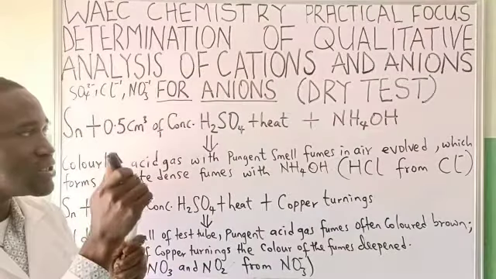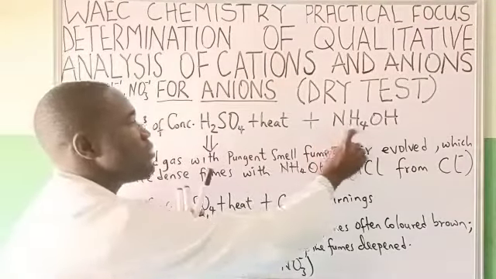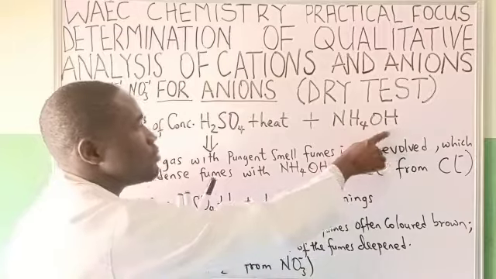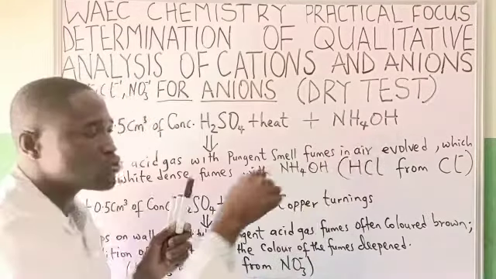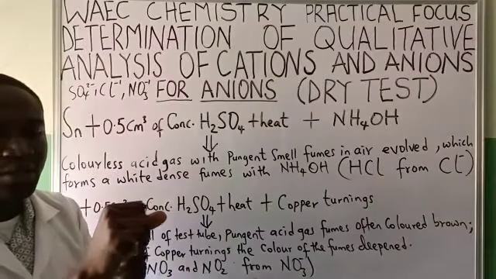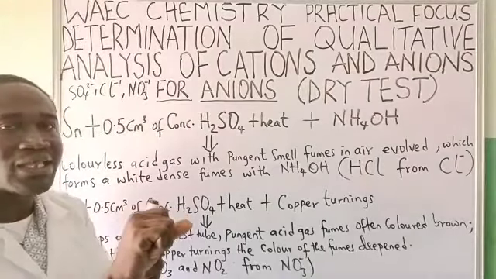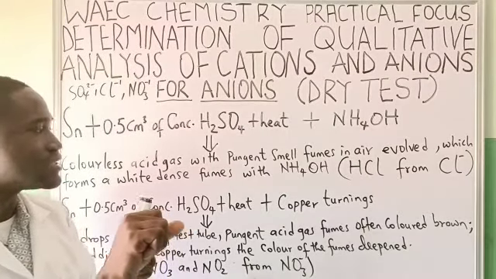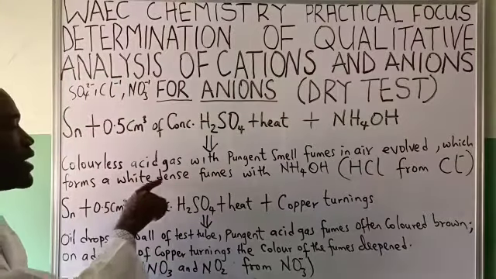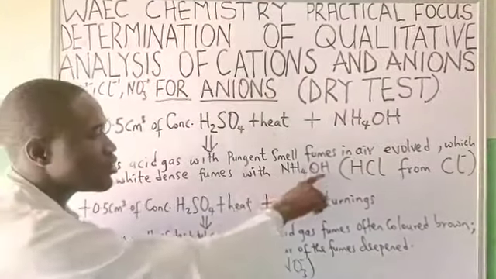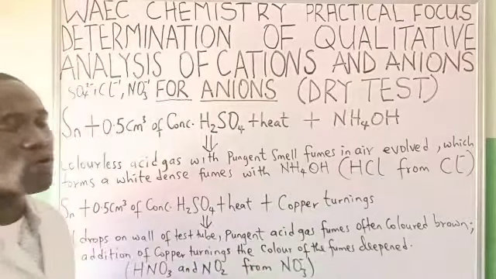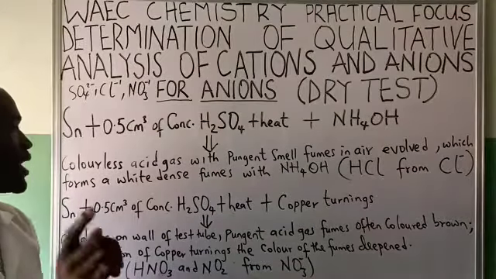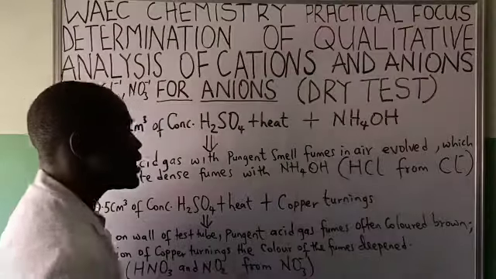So as I'm heating it, I will bring the bottle of ammonium hydroxide close immediately so that the gas will enter inside that bottle of ammonium hydroxide. As it enters, if it forms a white dense film with ammonium hydroxide, know that chloride ion is there. That means HCl from chloride ion.